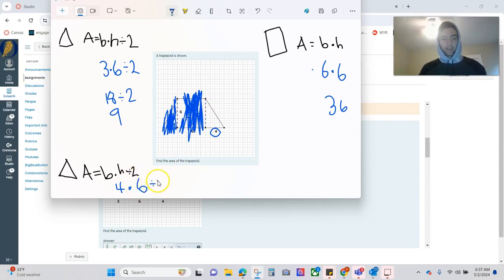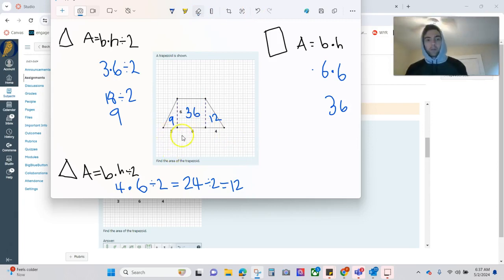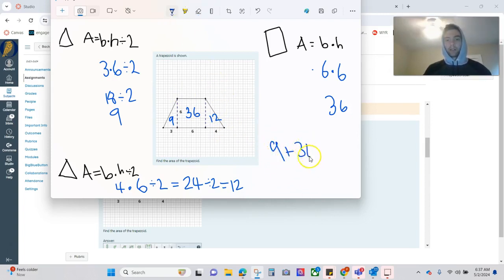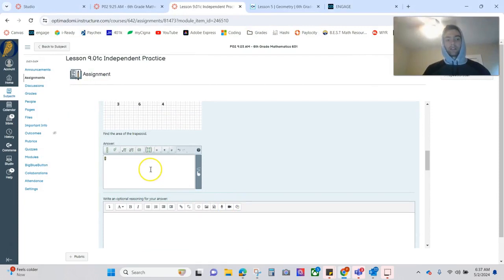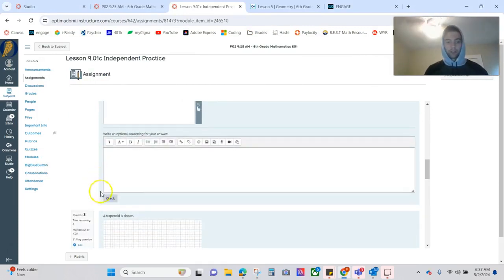4 times 6 divided by 2. 4 times 6 is 24, divided by 2 is 12. So we know the partial areas of all these shapes. We decomposed it, found the area of the square, the triangle, and the triangle. Now let's add those partial areas back up. 9 plus 36 plus 12 is 57. Thank you, monsieur calculator.